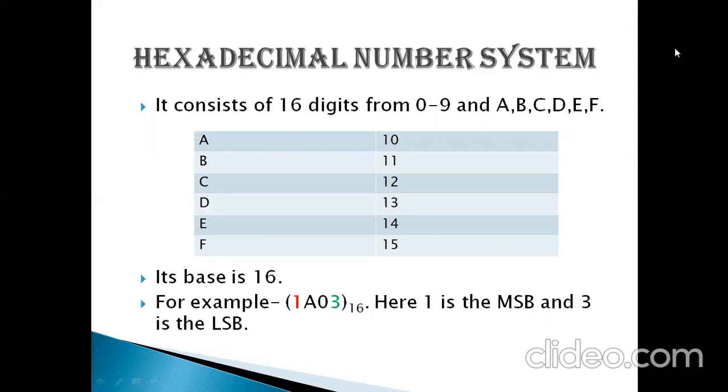Hexadecimal number system. So it consists of 16 digits from 0 to 9 and A, B, C, D, E, F. So A is equal to 10, B is equal to 11, C is equal to 12, D is equal to 13, E is equal to 14 and F is equal to 15. Its base is 16. For example, 1A03 is a hexadecimal number where 1 is the MSB and 3 is the LSB.